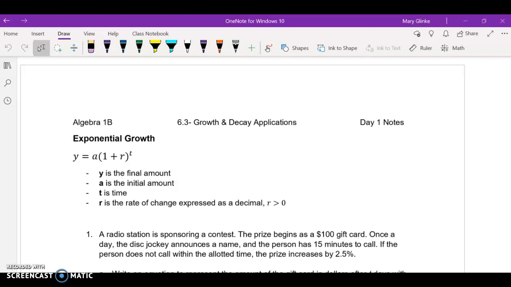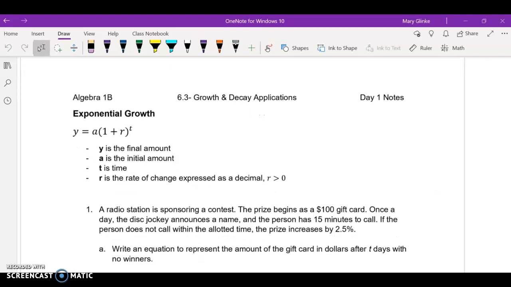Hi there. Today we're going to talk about growth and decay application type problems. This is for exponential growth, exponential decay, and then we're also going to be doing compound interest. So our first formula is up here. This is exponential growth. This is y equals a times 1 plus r to the t.